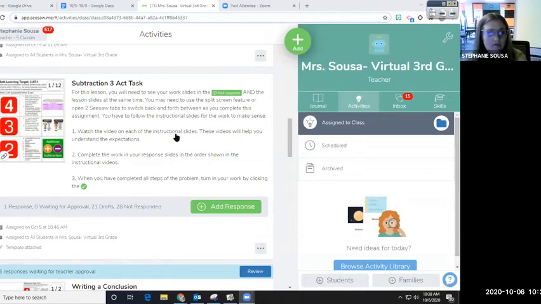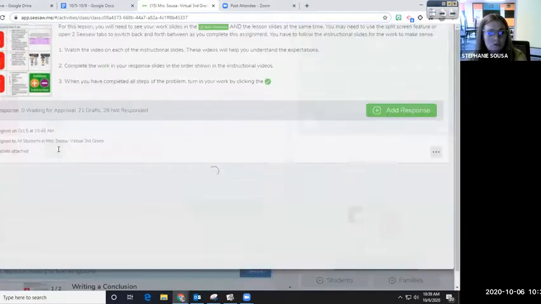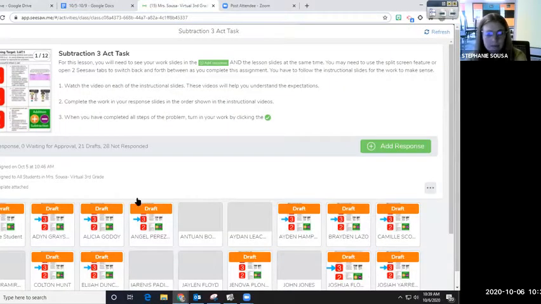All right. Yesterday, we began a 3-act task, but we did not get to finish it. So you have this assignment, the subtraction 3-act task. I'd like for you to go into your responses and open it up from yesterday. So remember, you'll need 2 screens open. You'll need your Zoom screen. You'll need your Seesaw screen.